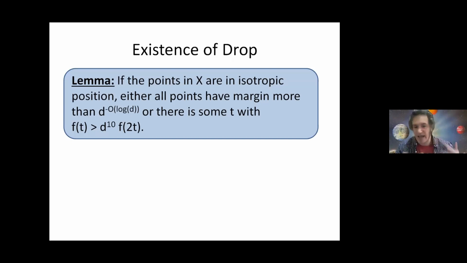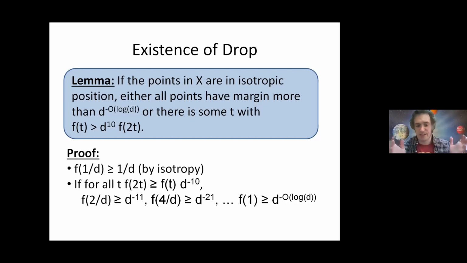If the points in x are in isotropic position, either all the points have margin more than d to the minus log d or so, or there is some value t such that f of t is bigger than d to the 10 times f of 2t. And the proof of this is pretty simple.